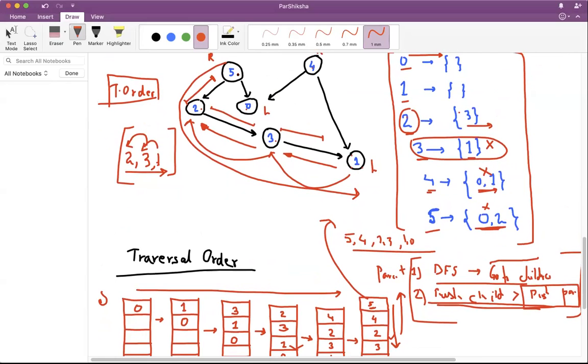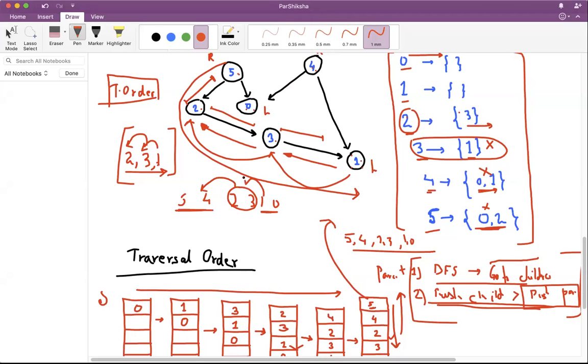So 5 and 4 are parents, 0 and 1 are leaves, so they can be at the end, and 2 has to be before 3. And 5 has to be before 2. So the right ordering could be 5, 4, and there can be multiple orderings. It's not necessary that there has to be one ordering. So 5 and 4 have to be above. Then you can have 2, you can have 3, you can have 1 and 0. So 1 and 0 can be interchanged, that is okay. 5 and 4 can also be interchanged, that is okay, because there is no ordering between them. And 2 and 3 cannot be, so this has to be in the same order.